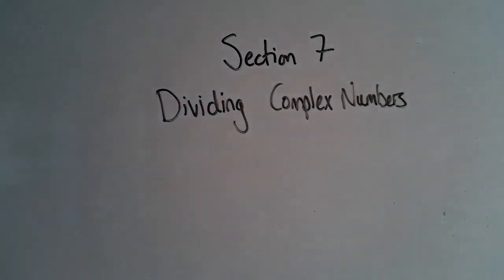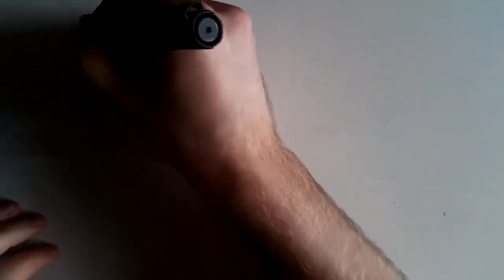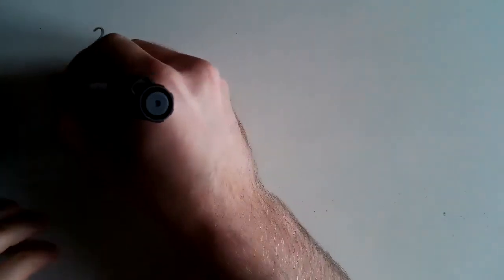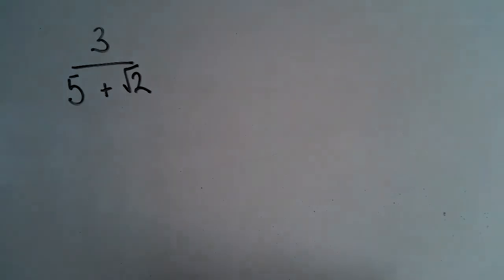Okay, section 7, we're on dividing complex numbers now. So we've just looked at how to multiply complex numbers. Now we're going to look at how to divide complex numbers. So I'm just going to remind you, or show you rather, about what happens if we were dividing by something like that, 5 plus root 2.